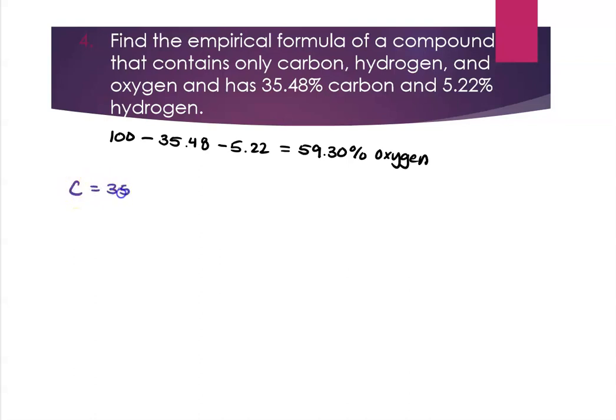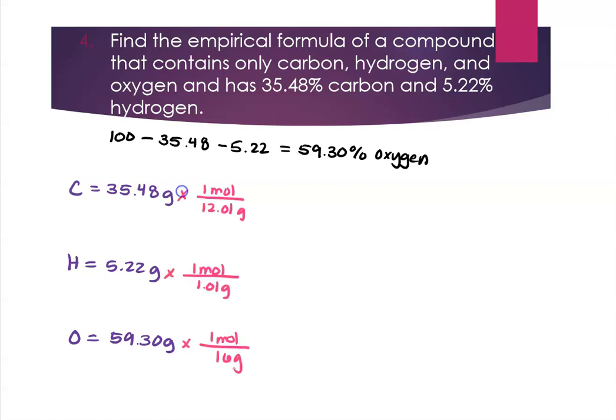Carbon is going to be 35.48 grams. Hydrogen is going to be 5.22 grams. And oxygen is going to be 59.30 grams. All right, now we divide by molar mass. Then I'm going to do the math. So when I do this math, I get 2.954 moles of carbon, 5.168 moles of hydrogen, and 3.706 moles of oxygen.